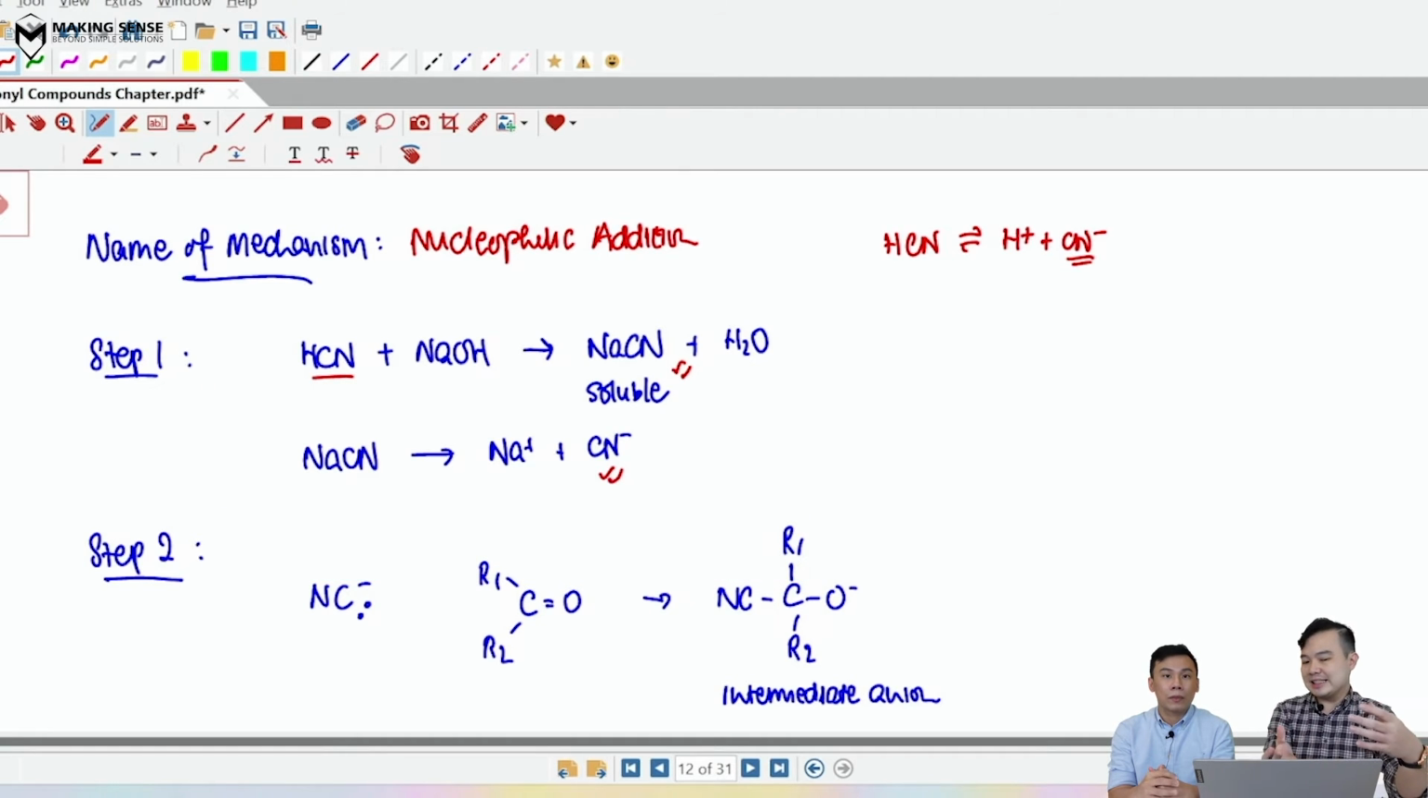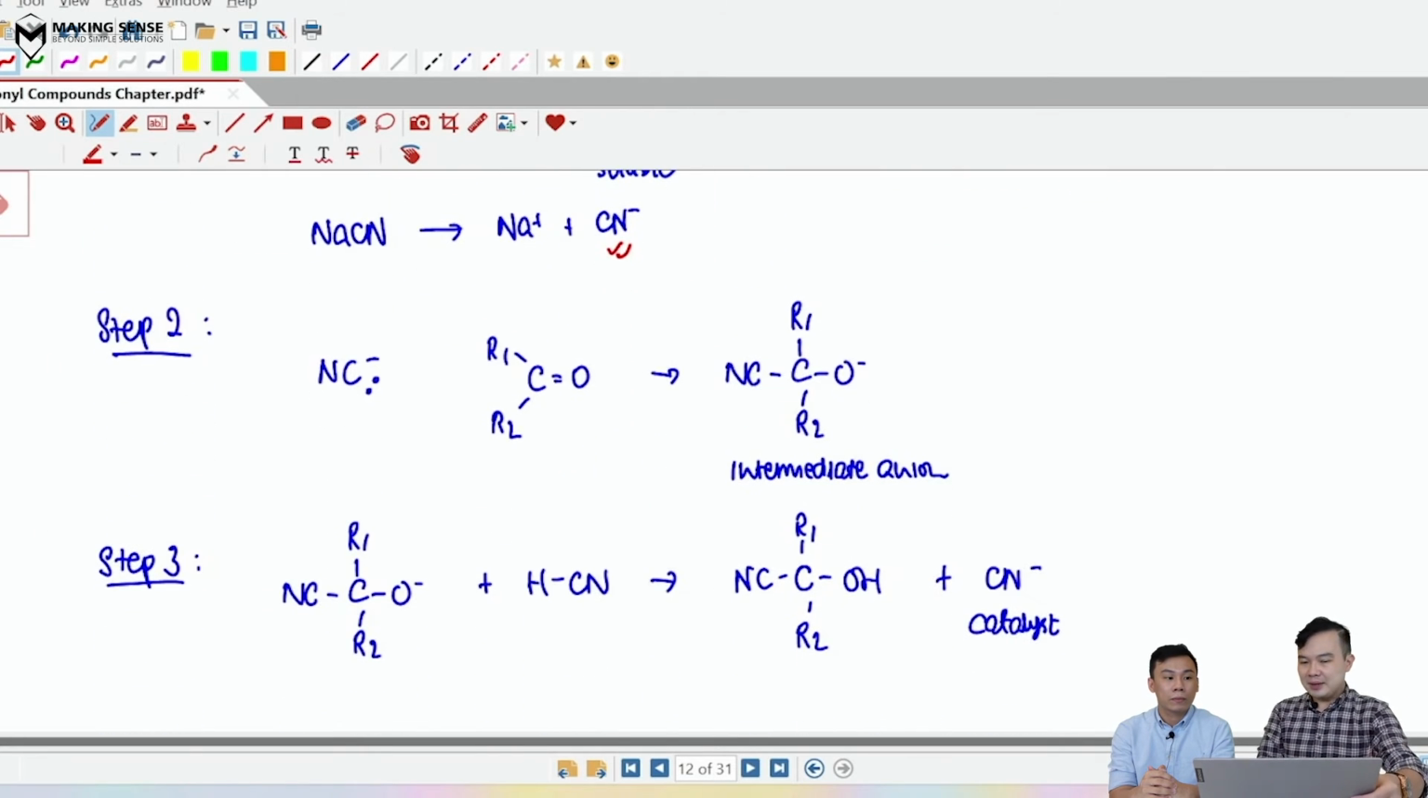So depending on what is the original condition that you are writing for, you're going to write out the correct equation. Now, how about step 2, Mr. Yap? Right. So the cyanide ion will then form a nucleophilic attack on the carbonyl carbon, which is electron deficient. So you see Mr. Leong labeling the partial charges.